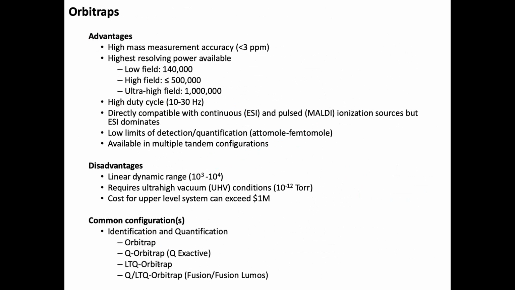Good limits of detection, lots of tandem configurations, as I mentioned. The disadvantages are the linear dynamic range is not as great as, say, a triple quad, which has like 5 orders of magnitude. You need really, really low vacuum, all right, 10 to the minus 11, 10 to the minus 12 torr, really important, and the cost can be quite exorbitant.